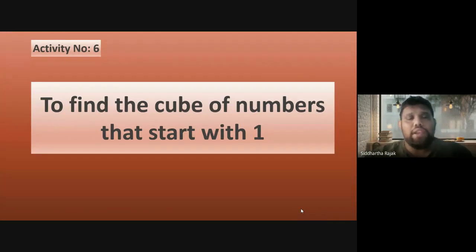Now moving on to the next section, where we deal with cube numbers and cube roots. To find cubes of numbers that start with 1, I have channelized how to find cubes into 4 different categories, because each number will have a specific technique which we can apply. If we apply a different technique for a different number, it'll be easier for us to calculate, and it'll be faster as well.